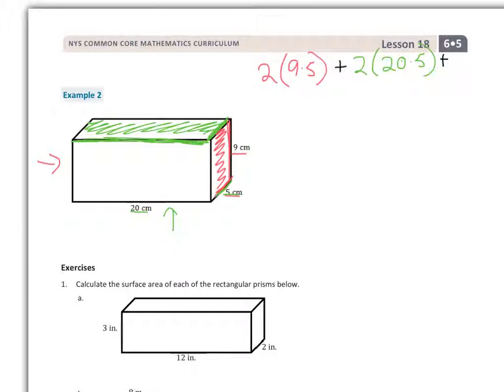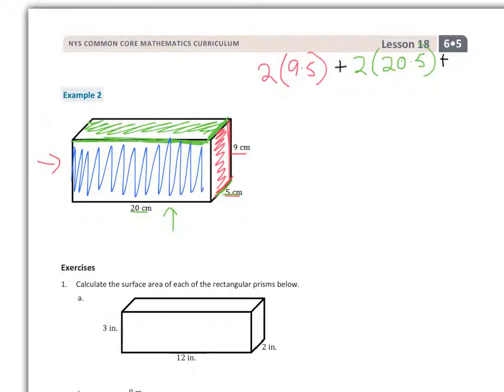And then, so notice I'm writing this slightly differently, but then we have this face right here, which is the same as the back, and this one is 20 across, and how high is it? It is 9 high, which we get from over here, because this is also 9. So 2 of 20 times 9. 20 times 9.